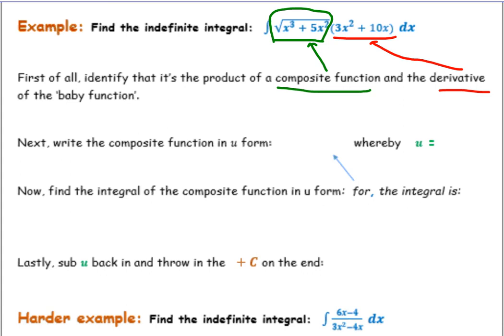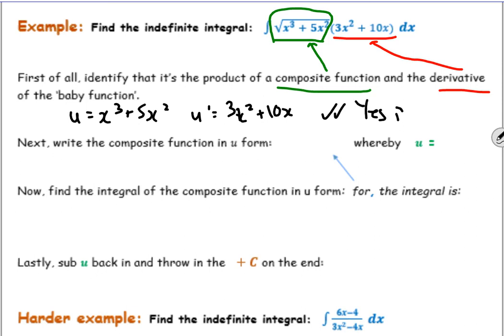Sometimes I'll show you something I like to do to test that out. I go, okay, u is x cubed plus 5x squared, and u dash equals 3x squared plus 10x. This is one of those topics where every time I think I'm understanding, I realize I'm not. Yes, it's probably going to take quite a few lots of practice to get the technique in your head. We just did that in our head before, but formally, that's how you would do it.